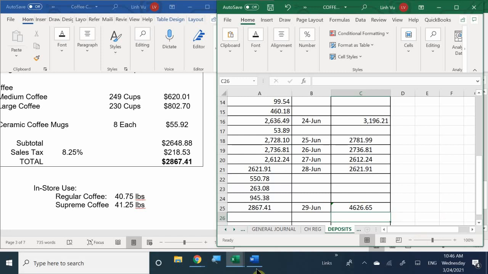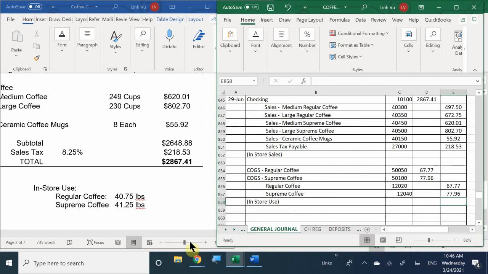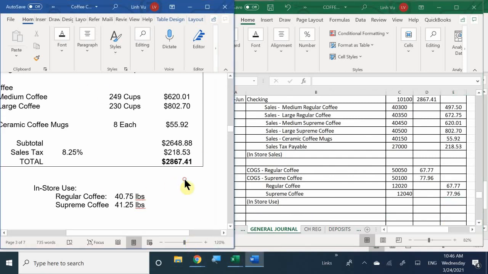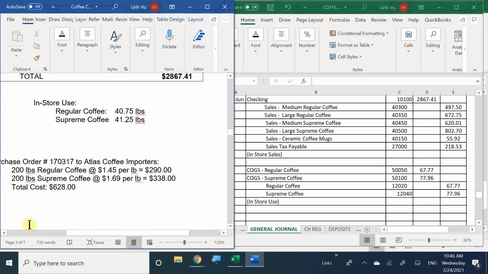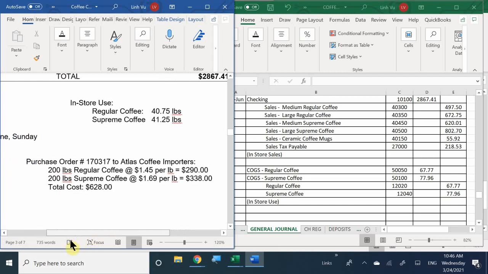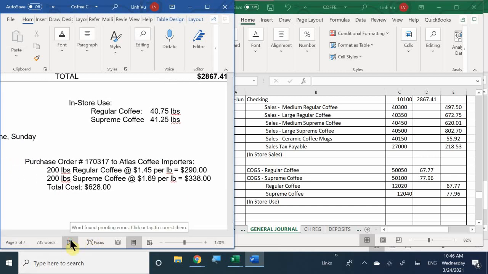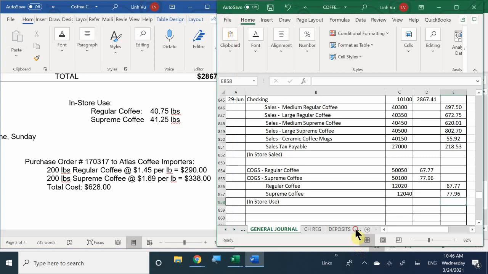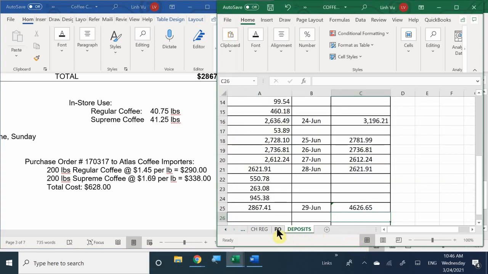All right. So let's look at the next scenario here. What happened here? We've made a purchase order. There was a purchase order for Atlas Coffee Importers. Perfect. We ordered some more coffee. Okay. So what did we do with this? Update purchase orders. Yes. Do you see that? My purchase orders once again flipped over.